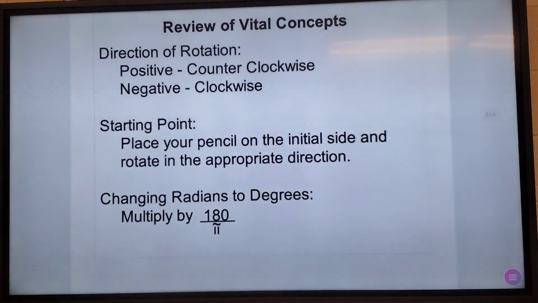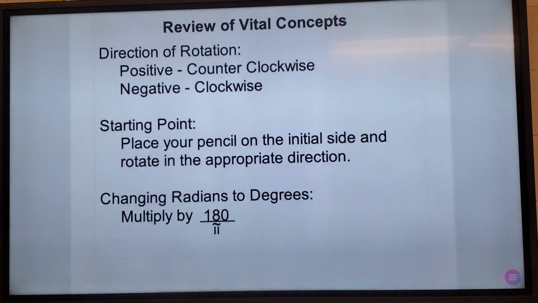Continue on to the lesson here. Review of some of the simple concepts that we've already talked about and discussed throughout this unit. The direction of rotation. If you are given a positive number, be it in degrees or in radians, then you are going to start with that initial side and your rotations are going to start going counterclockwise. In other words, you're going to go up first.